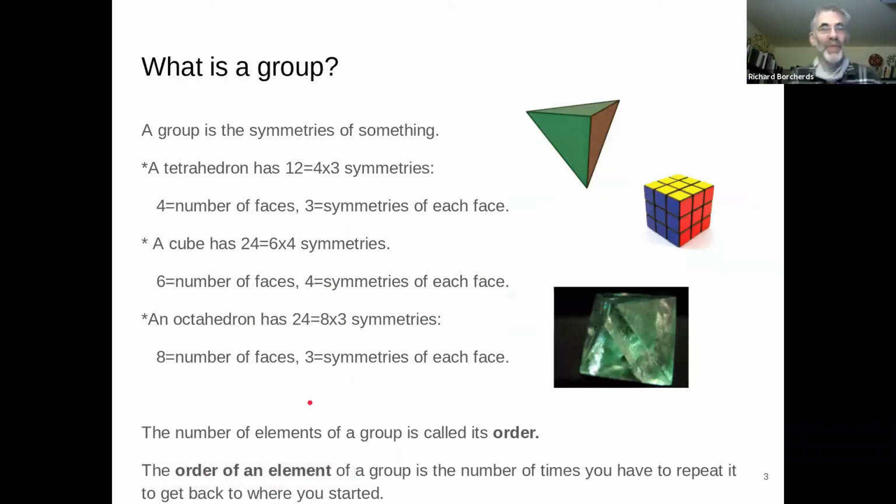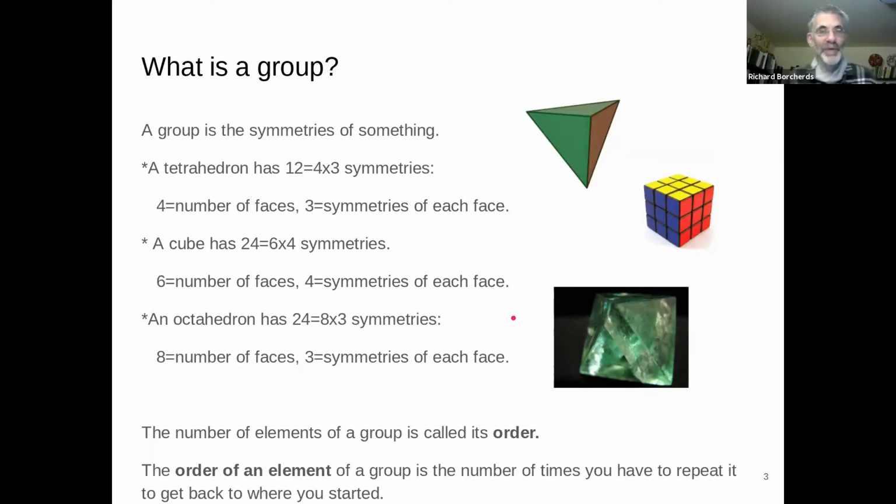We recall what a group is. So it's just a collection of symmetries of something. So for example, if you take a tetrahedron, it's got 12 symmetries because it's got 4 faces, so there are 4 ways to map some face to the bottom. Once you put a face on the bottom, there are then 3 ways to twist it. So there are altogether 12 symmetries. Similarly, a cube has 24 symmetries, unless it's some sort of Rubik's cube, in which case its symmetry group is very much bigger, because you can also twist the faces.